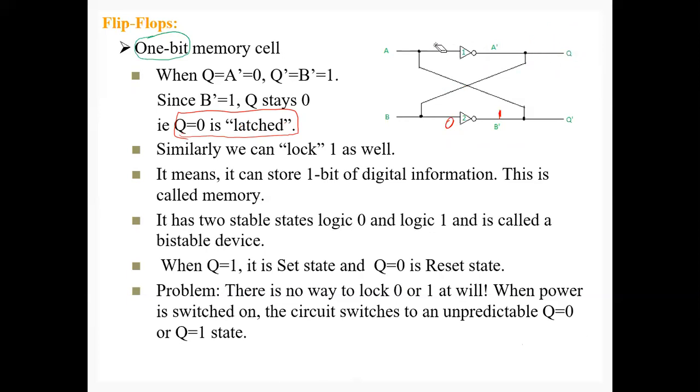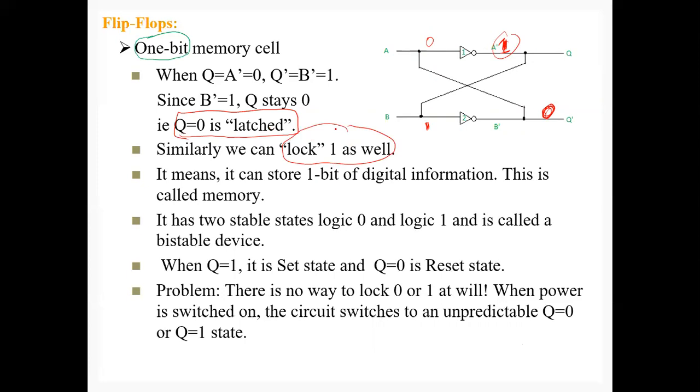Similarly, suppose this one had 1 there. If you started with 0 here instead, then this is 0 and this is 1, and this 1 goes here, then 1 becomes 0, this 0 becomes 1, and you always get 1 there. It means your 1 is locked.